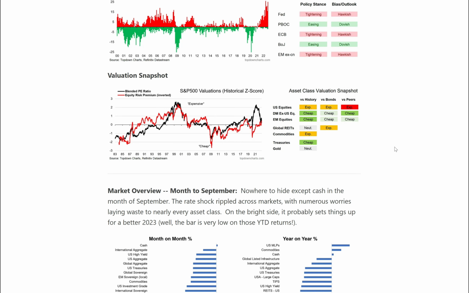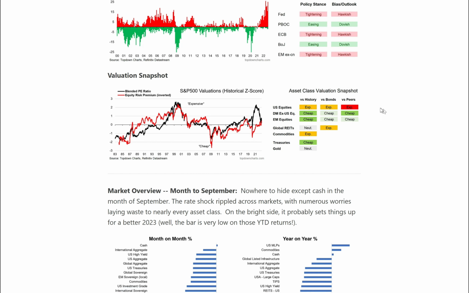The valuation snapshot does a similar sort of thing, but looking at valuation. The chart in focus is US equity valuations because, let's face it, even if you go global, the US is still pretty important for setting the tone. We've got the blended PE ratio in black, which is your absolute valuation metric, and then the relative valuation metric, the equity risk premium, inverted. If both of those lines were really low, that would be very cheap levels and very compelling, and we can see pretty notable examples of that. On the other hand, if both of them are high, that makes things more challenging.